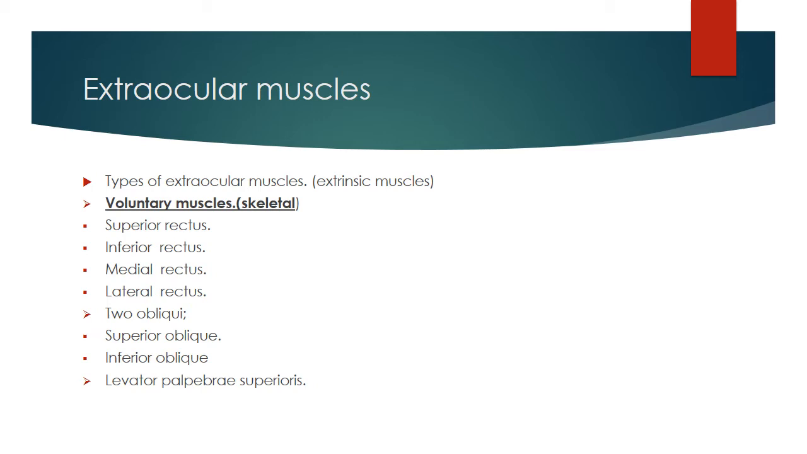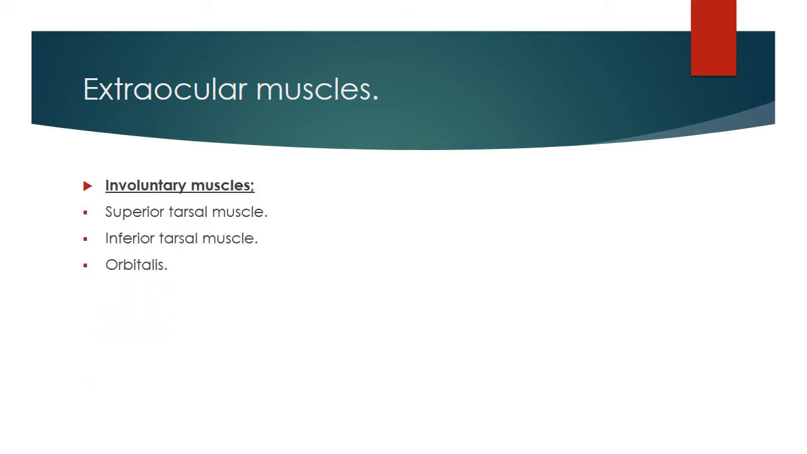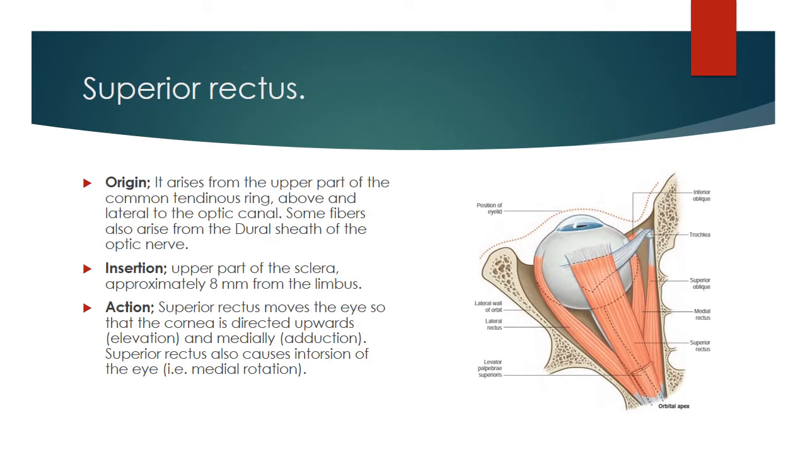Now, extraocular muscles. Extraocular muscles or extrinsic muscles can be divided into two main groups: voluntary or skeletal muscles and involuntary smooth muscles. Voluntary muscles include four recti: the superior, inferior, medial, and lateral; two obliques, the superior and inferior; and levator palpebrae superioris. While involuntary muscles consist of superior and inferior tarsal muscle and a small orbitalis muscle. First of all, voluntary or skeletal muscles.